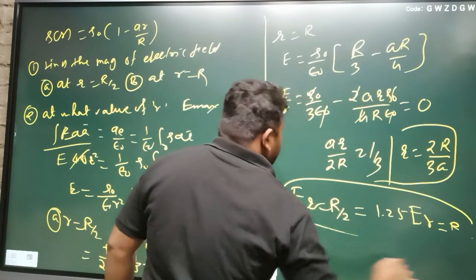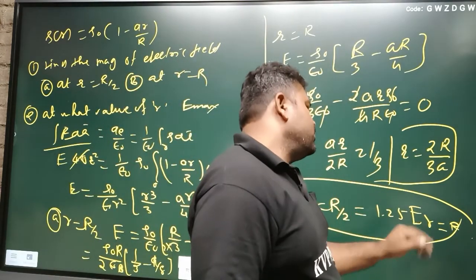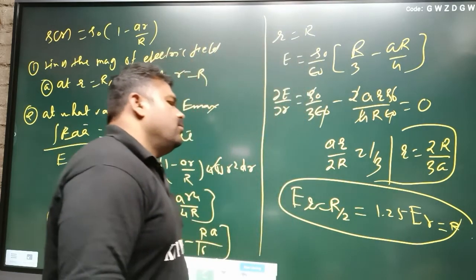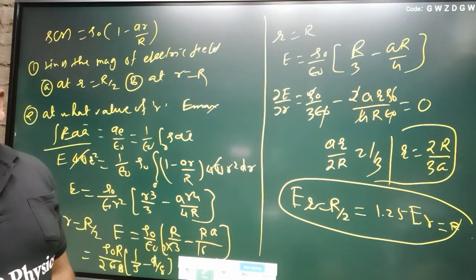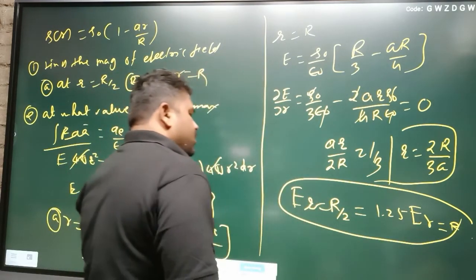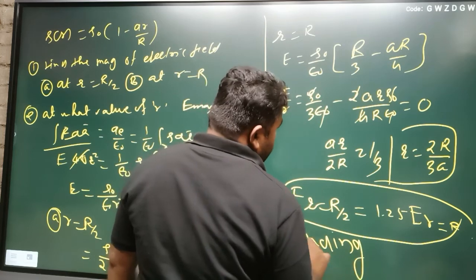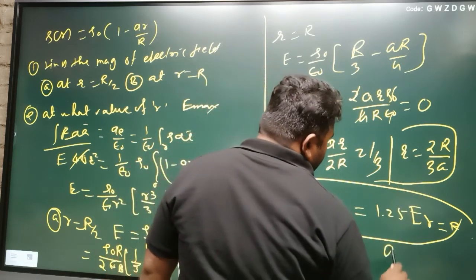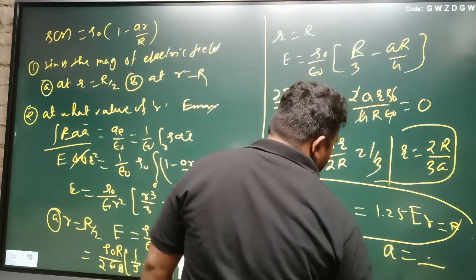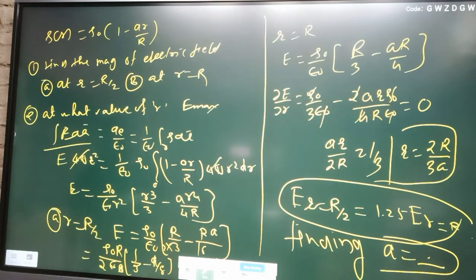म्हणजे हे दोघांचं रिलेशन काय? E electric field at r by 2 is equal to 1.25 times of E at r is equal to R. Finding the which value? या केसमध्ये अननोन व्हॅल्यू काय? A. Finding the A value. What is the value of A? लक्षात येत आहे?